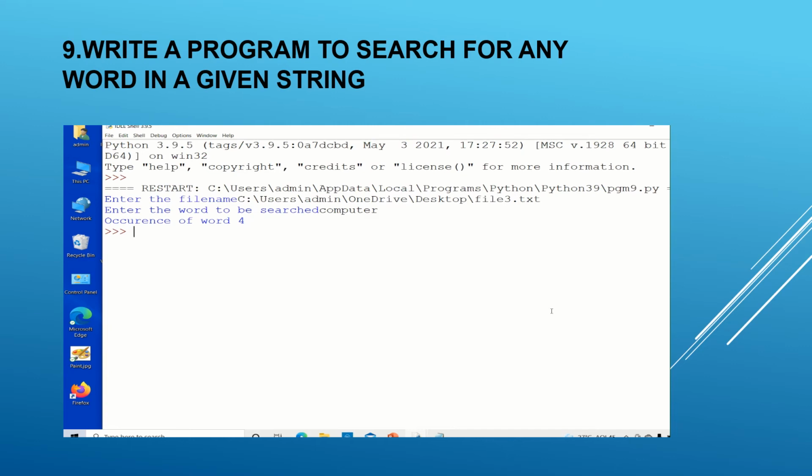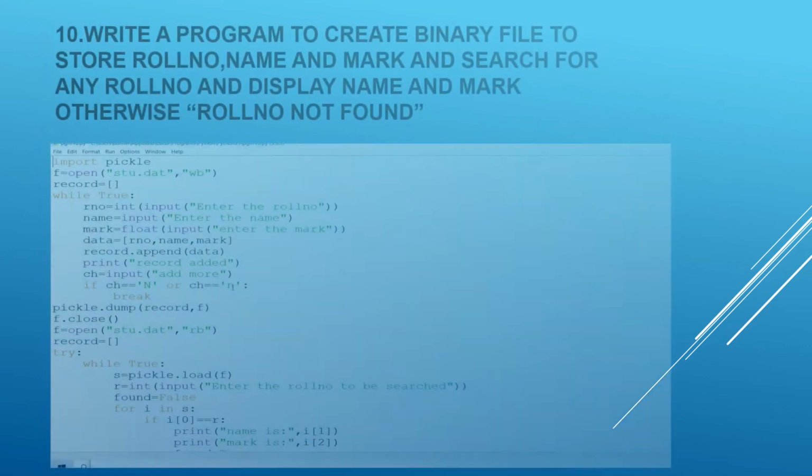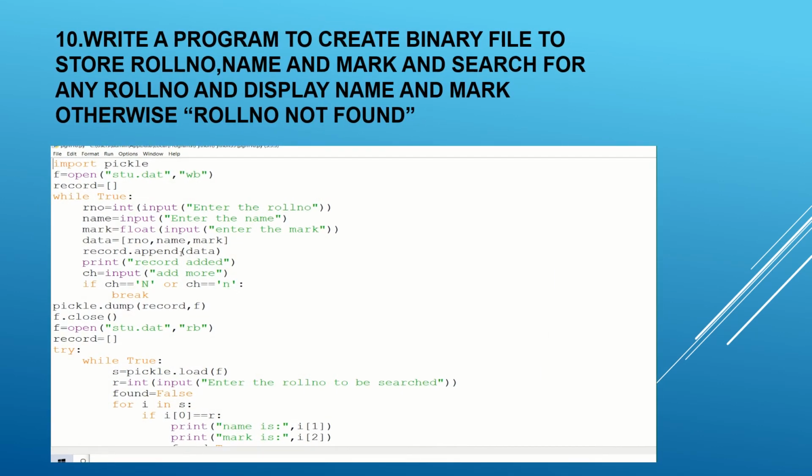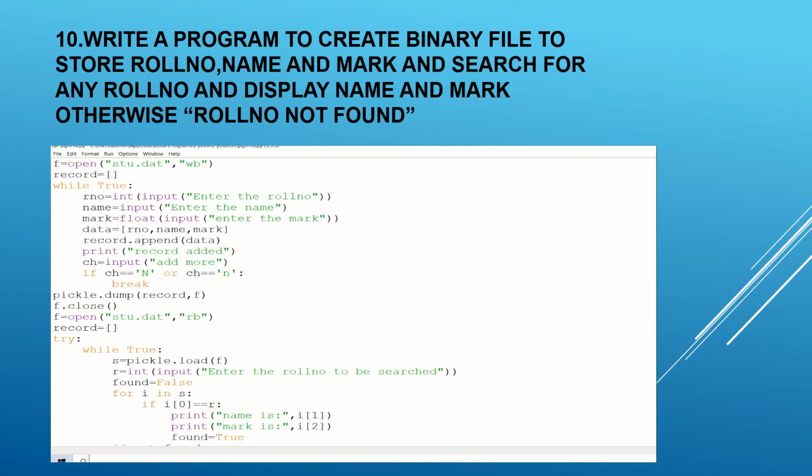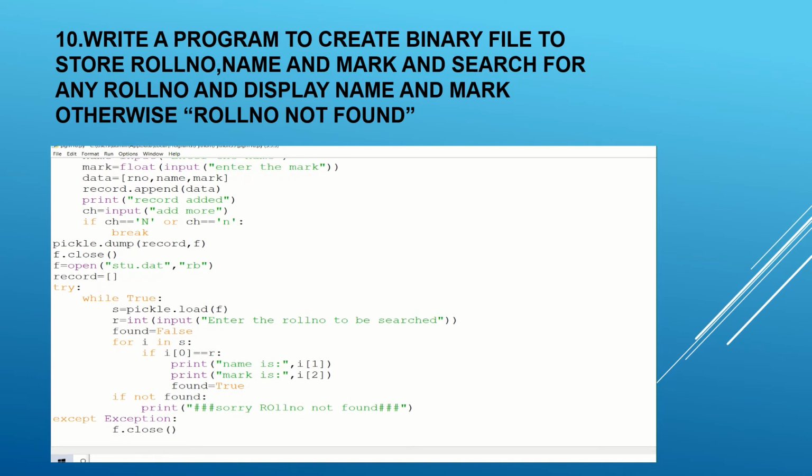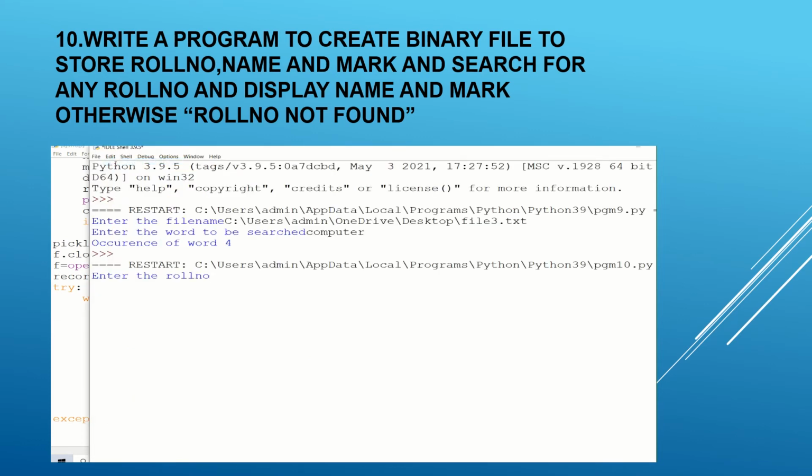Next, which we are discussing is about the binary file. How to create a binary file to store the roll number, name, mark, and search for the roll number. If it is found, we want to display the name and mark, and if it is not found, we want to give roll number not found. Here we are using import pickle and then opening the file and entering the details, and as we are appending to the list, then we are dumping. By using dump, we are writing it and then reading using the load function.